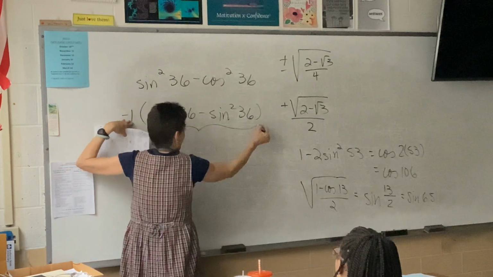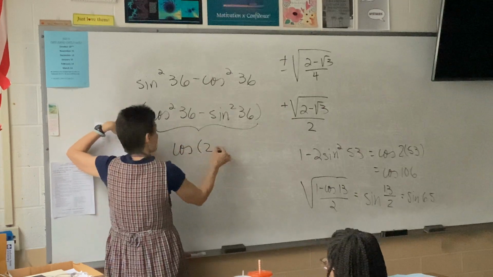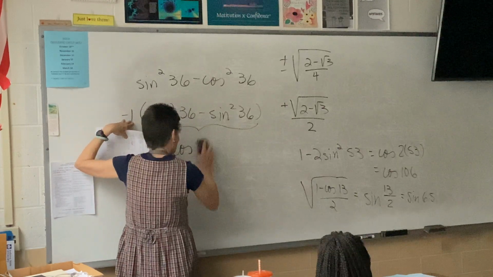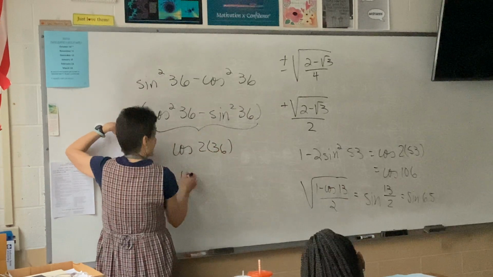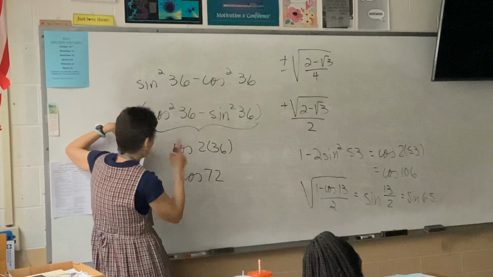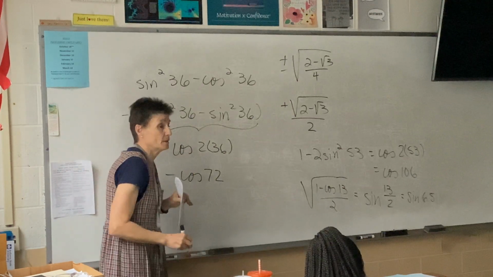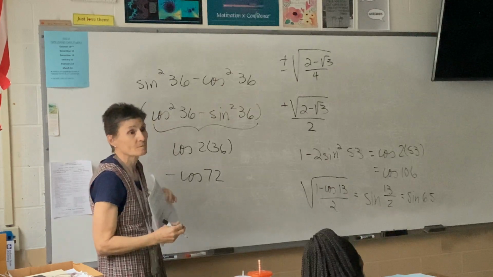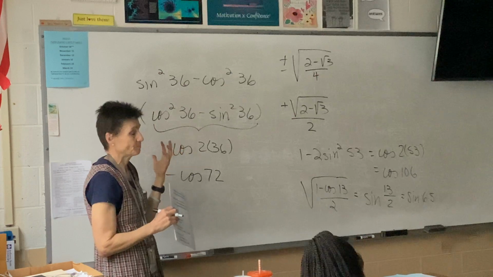What's this a formula for? Cosine twice something. So for us, it would be cosine 72. But remember, we had to pull out a negative, so it's actually negative cosine 72. It's the opposite, because it was in the backwards order.